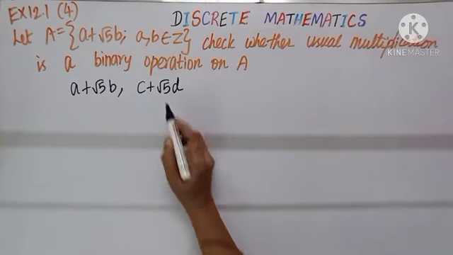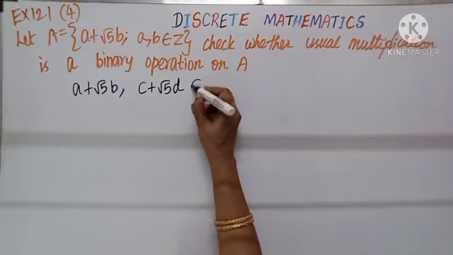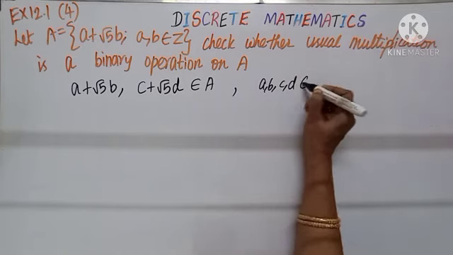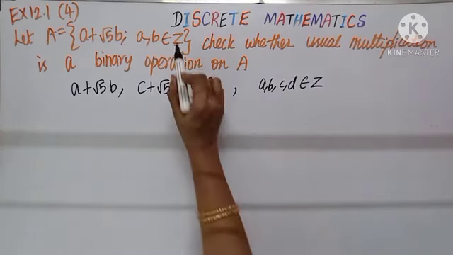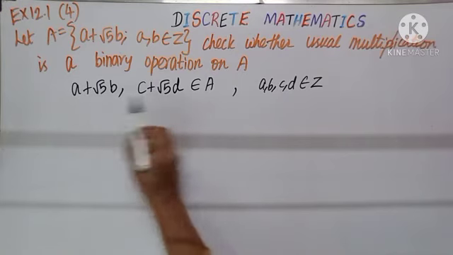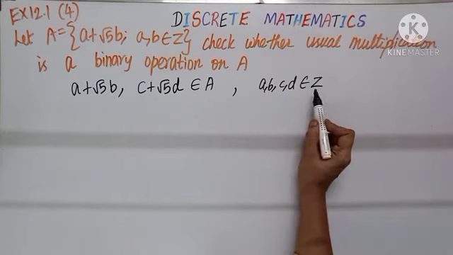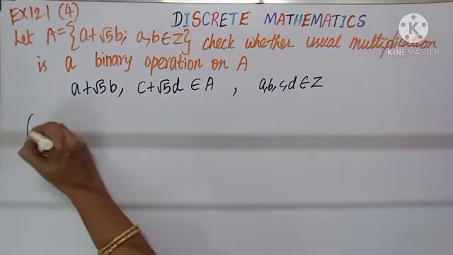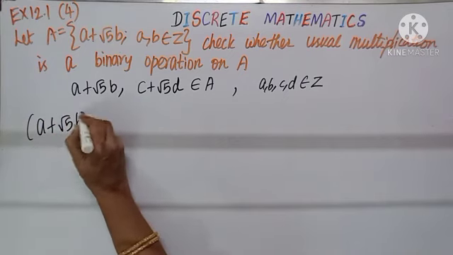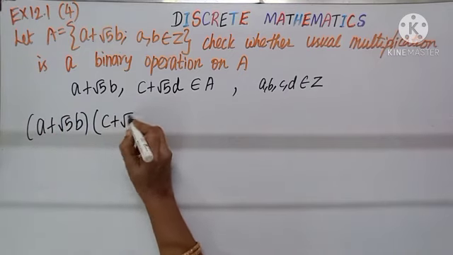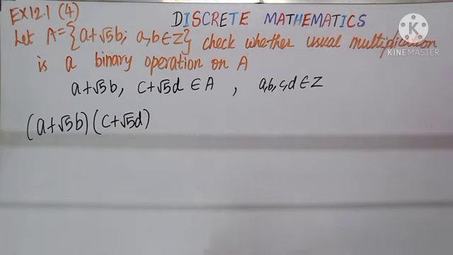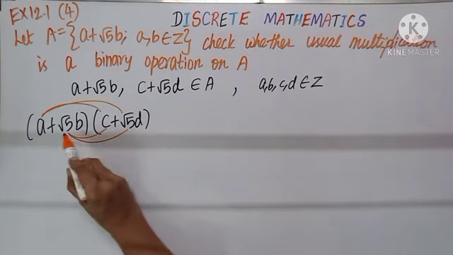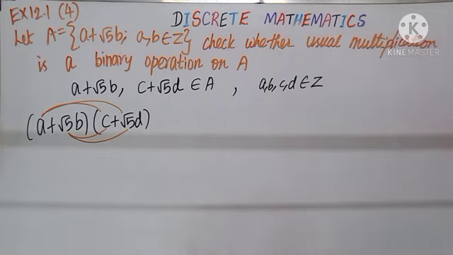So I have taken two elements in A, where a, b, c, d are all integers. That is the idea. When I write the format, a, b, c, d are all from integers. Now my question is multiplication. How will you multiply? Ordinary multiplication. a plus root 5 b into c plus root 5 d. a into c, a into root 5 d, root 5 b into c, root 5 b into root 5 d.